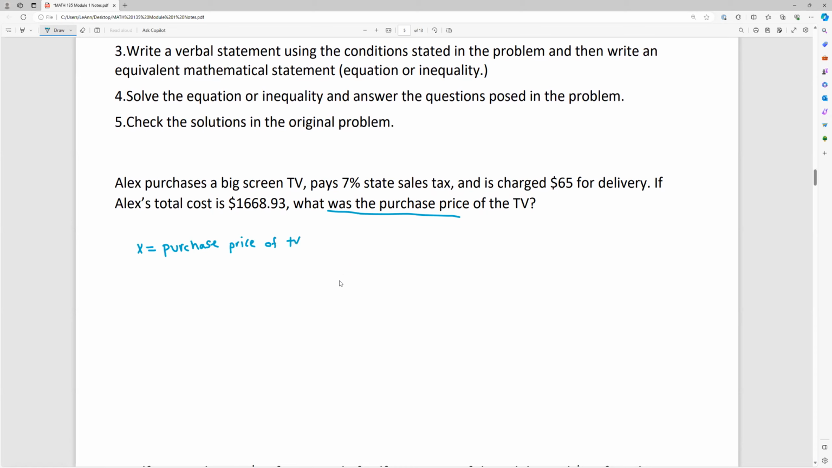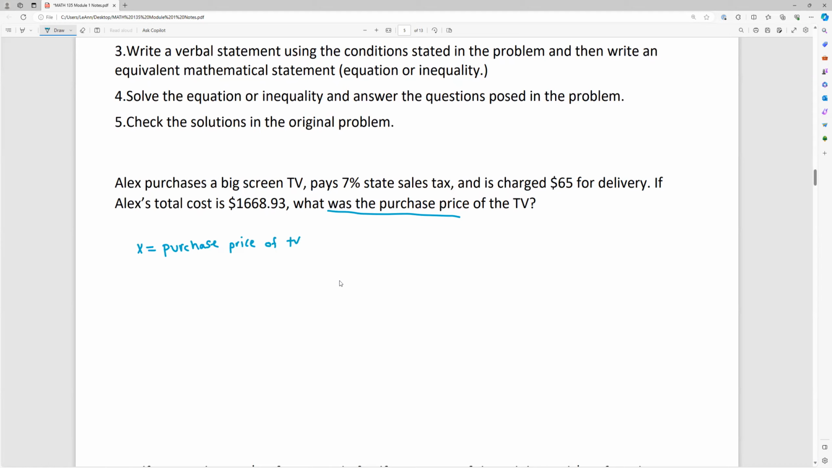Okay. I have a couple other things going on. I do know the delivery price. I don't need to define that, but I don't know what the sales tax is going to be. I know it's going to be 7%. It's going to be 7% of what he purchased. So we're going to write that in terms of X.